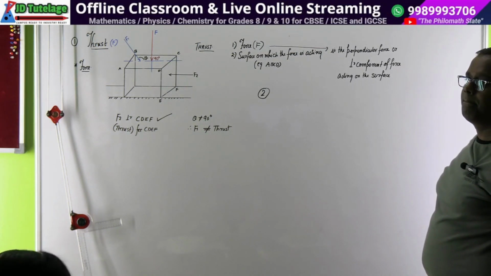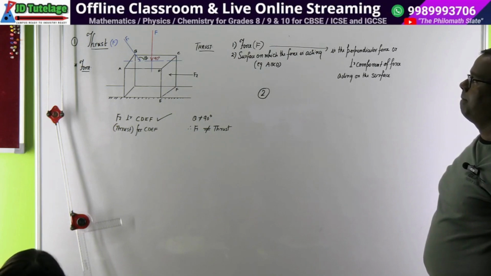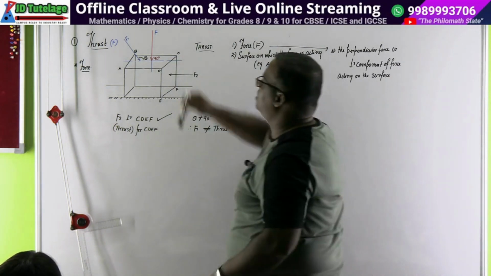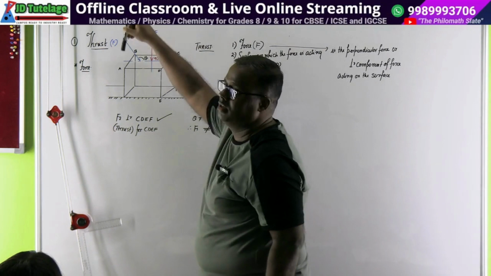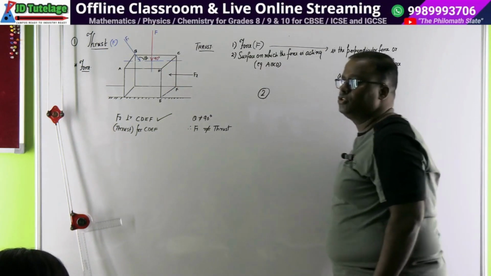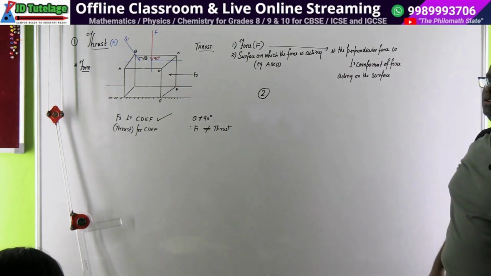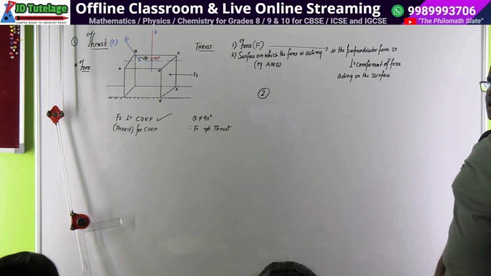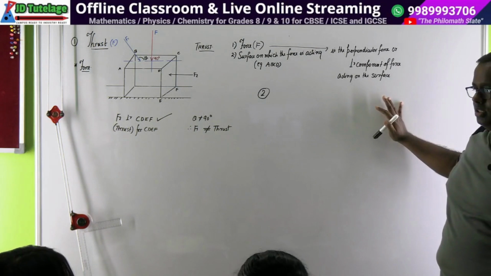So sir, ABCD surface पे जिधर भी पूरा perpendicular. It could not be. It's not that it has to act here. It can be anywhere. And the only criteria is that it should be acting perpendicularly on that face. Then it is thrust. If it doesn't act perpendicularly, it's not that. Is this much understood? Okay, chalo.